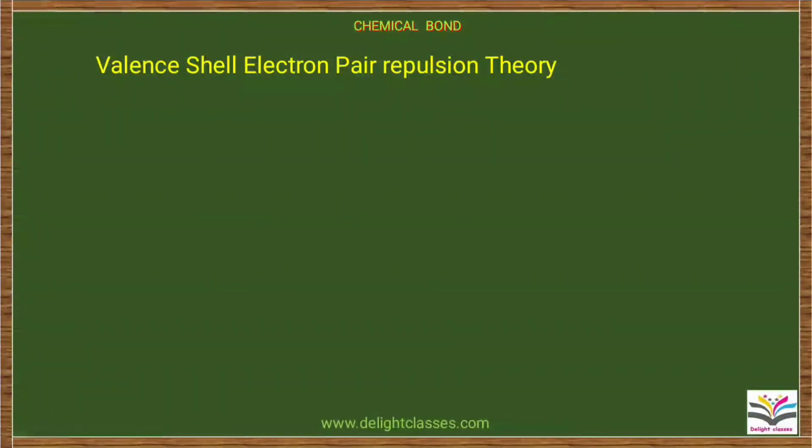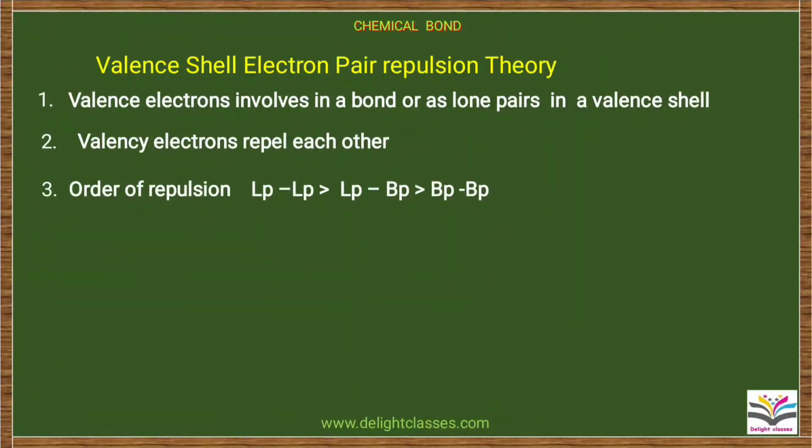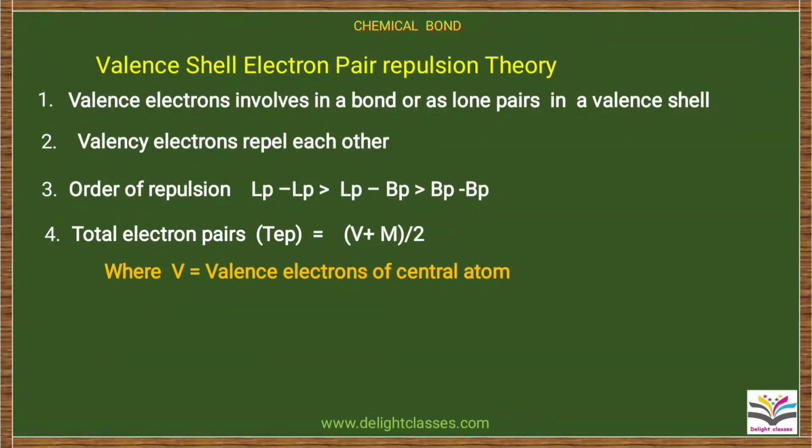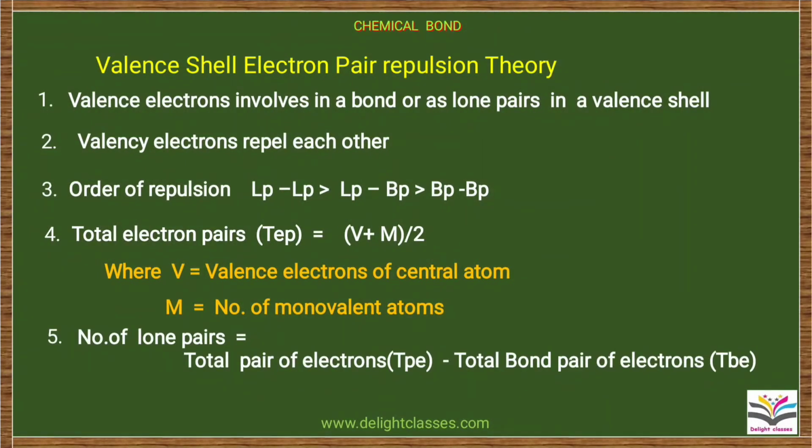Valence shell electron pair repulsion theory. Valence electrons involved in a bond are present as lone pairs in a valence shell. Valence electrons repel each other. Order of repulsion: lone pair-lone pair is greater than lone pair-bond pair is greater than bond pair-bond pair. Total pair of electrons is equal to (V plus M) by 2, where V is valence electrons of central atom, M is number of monovalent atoms. Number of lone pairs is equal to total pair of electrons minus total bond pair of electrons. For example, in BeCl2, total pair of electrons 2, bond pair of electrons 2, lone pair of electrons 0.